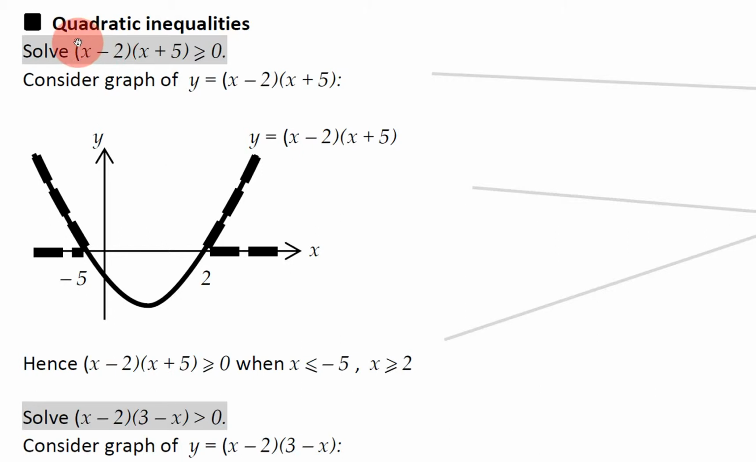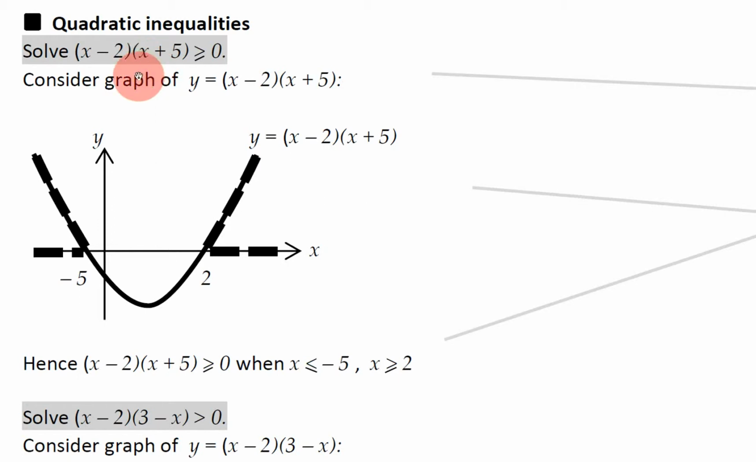I'm going to show you how to solve quadratic inequalities, i.e. inequalities with x squared or some letter squared in it. As an example, I'm going to show you how to solve (x - 2)(x + 5) ≥ 0. Basically, if you multiply this out, you get x squared and some other stuff, so you know it's a quadratic inequality.